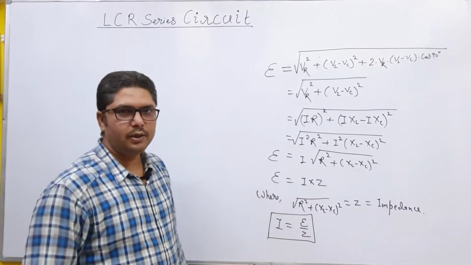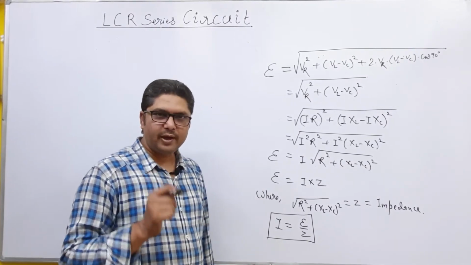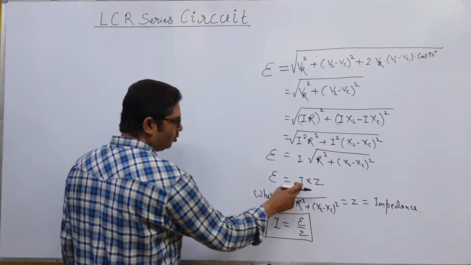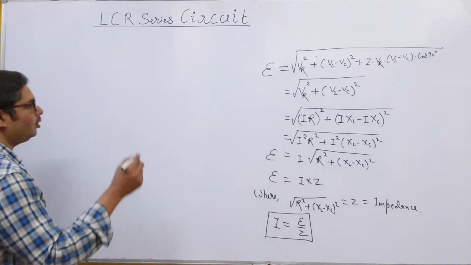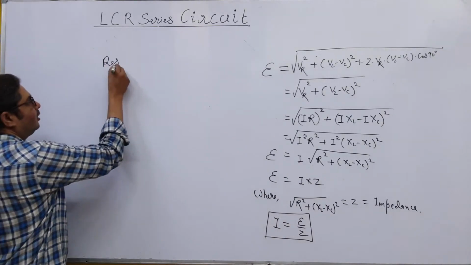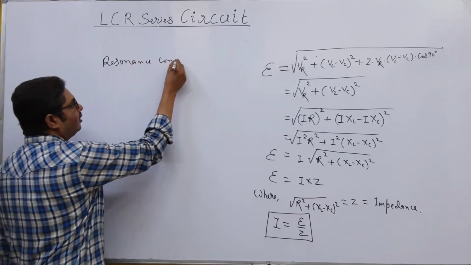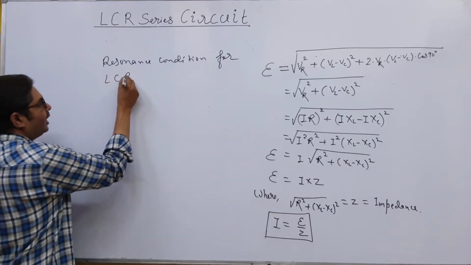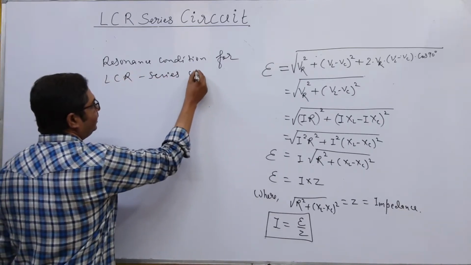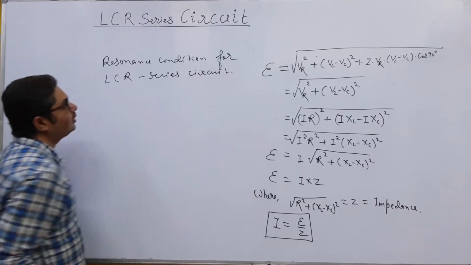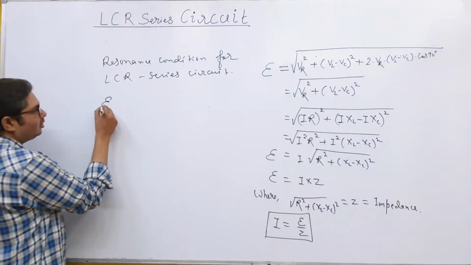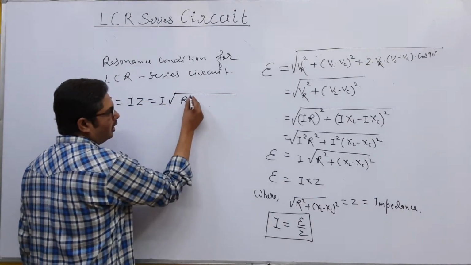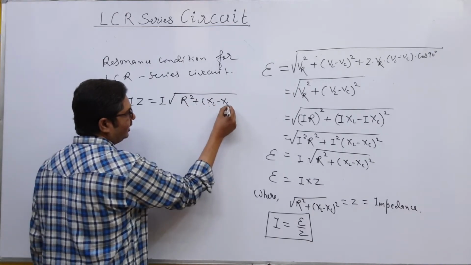Now you are going to learn the resonance condition of the LCR series circuit. So here we have E equals I into Z. So you are going to learn the resonance condition for the LCR series circuit. Here E is equal to I into Z. This means I under root R square plus (XL minus XC) whole square.